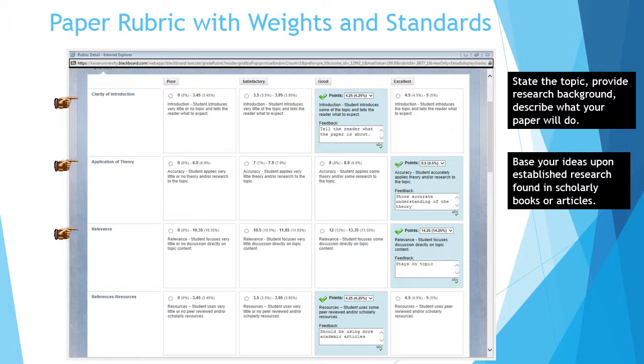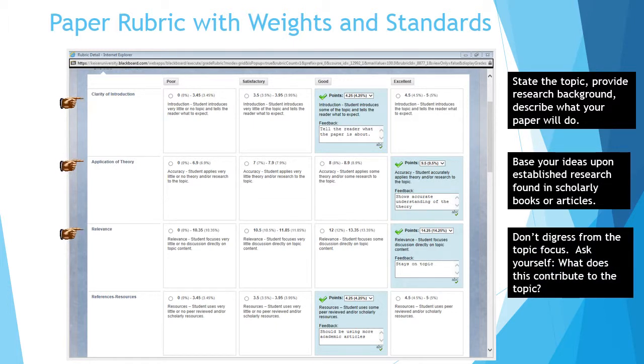The third category is relevance, and that means, are you talking about what the paper is supposed to be talking about? In your introduction, you established what the topic was and how you were going to approach it. Well, are you following through in the paper? Are you staying on the topic? Don't wander around. Don't digress from the topic focus. You should be able to ask yourself for each particular paragraph or sentence that you write, what is this contributing to the topic? What does it add to the paper? Does it need to be there, or am I just making up additional content?